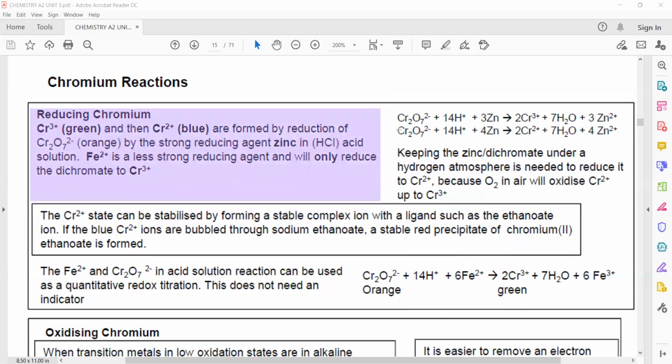So you basically have to memorize the chemistry of chromium. The highlighted, shaded part, just copy that.